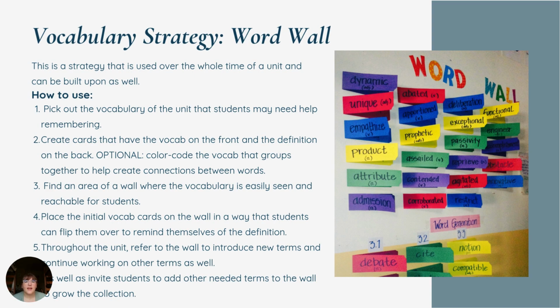The next step is to find an area on the wall where it is going to be accessible for students and for yourself and is easily reached and can easily be seen. By doing this, it allows students and yourself to go up to the wall and flip over the cards to see the vocabulary word, but then once you flip them over, to also be able to read the definition.